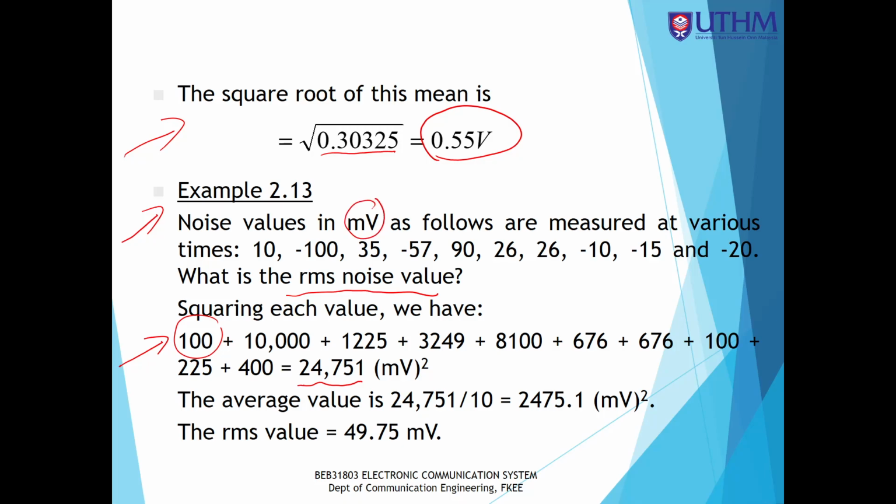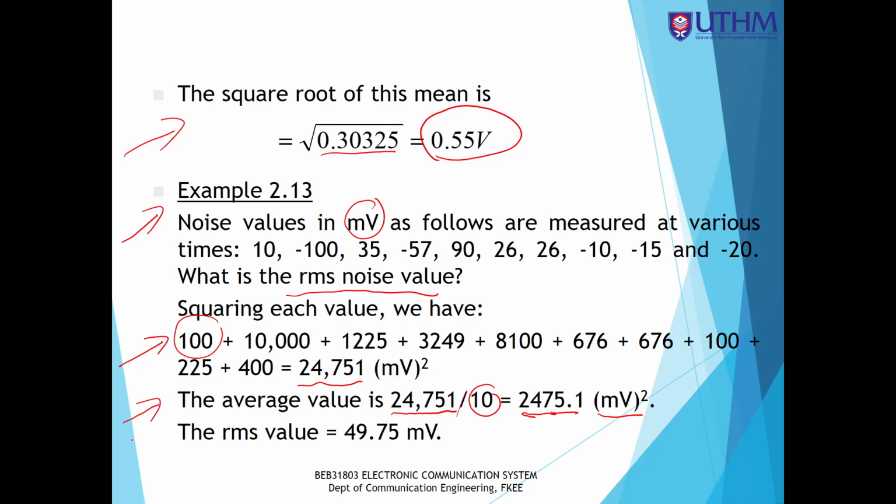The second step is to find the average. So the average value is 24,751 divided by 10 because we have 10 values. So therefore, the answer is 2,475.1 millivolt square. So this is the average of the quadratic summation.